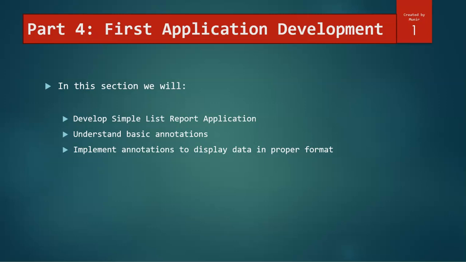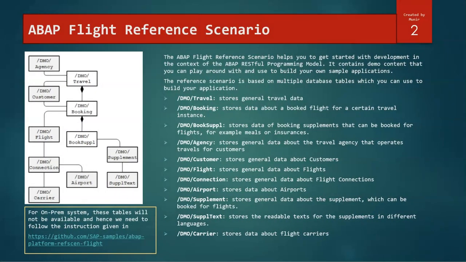In this section, we will develop a simple list report application and understand some basic annotations that we can implement to make our UI better. So let's get started. In our last session, we have actually connected our BTP cloud, using the ABAP instance, to our Eclipse.